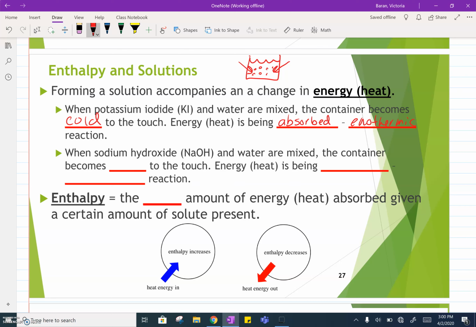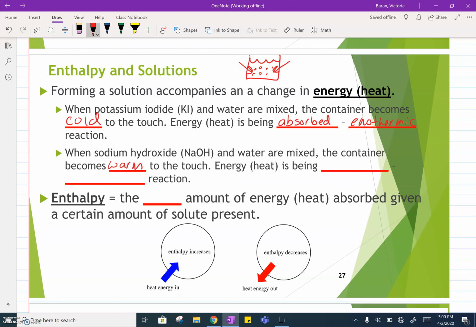Let's look at another example in a different situation. So we have a different solute. So let's say we have sodium hydroxide, which is NaOH, and that's our solute, and we dissolve that in our solvent, which is water. In this situation, the container will actually feel warm or even hot to the touch.